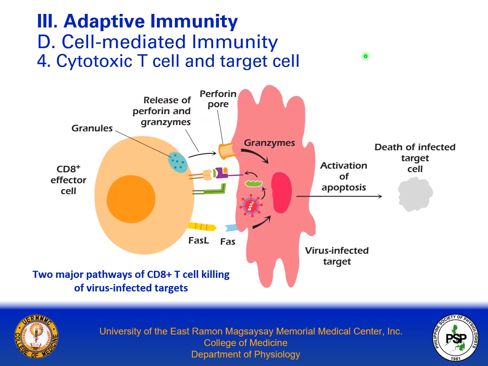How will the cytotoxic T cell kill its target cell? The targets, of course, are those cells that express MHC class 1 peptide complexes. Apoptosis of the target is induced in two ways. First is the action of the granule contents of the activated cytotoxic T cell, and the other one is through the Fas ligand-Fas interaction. The predominant pathway involves the action of granule contents within the activated CD8 plus T cell.